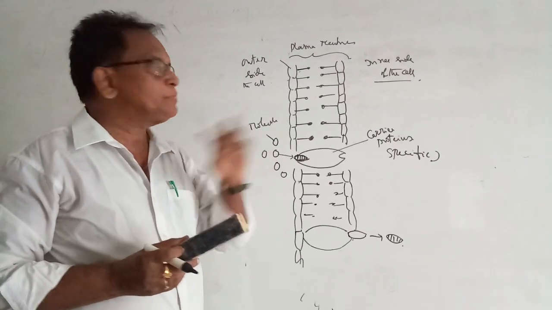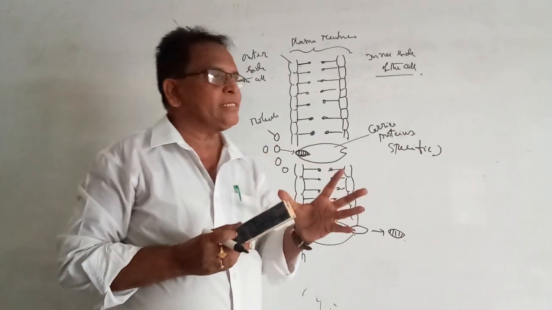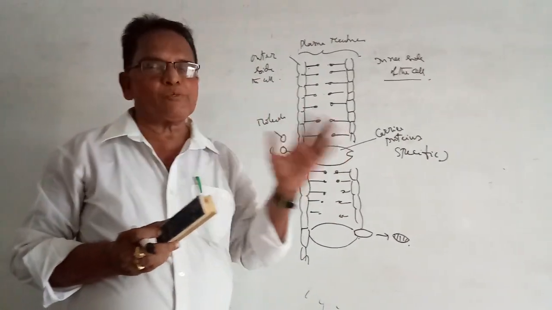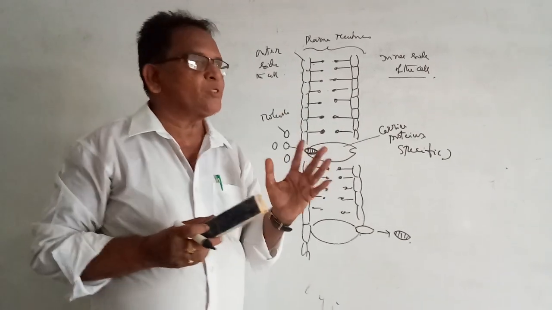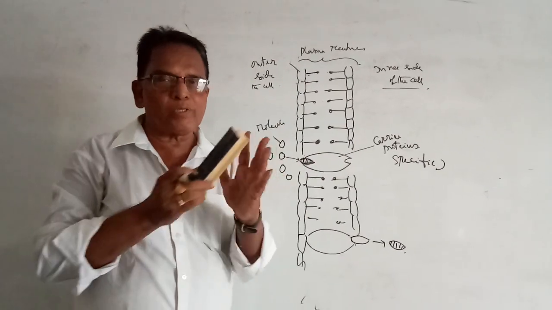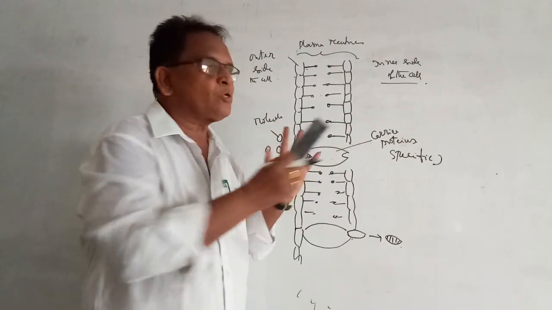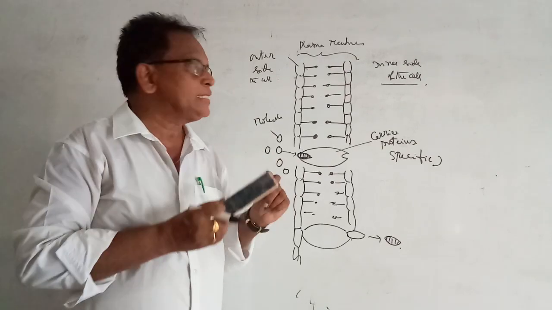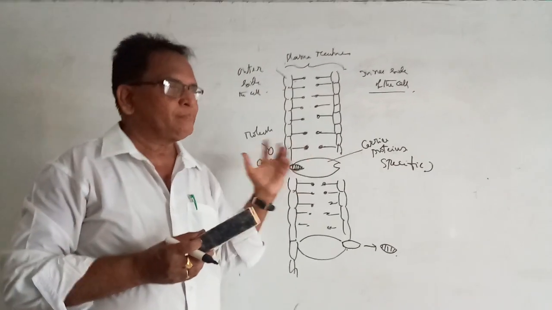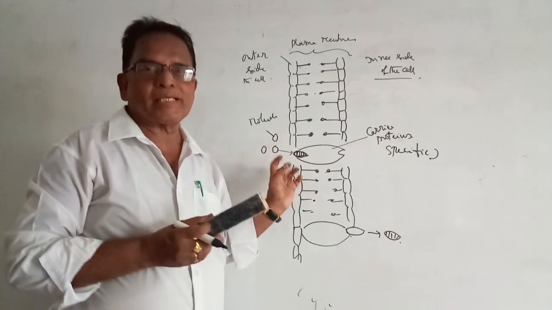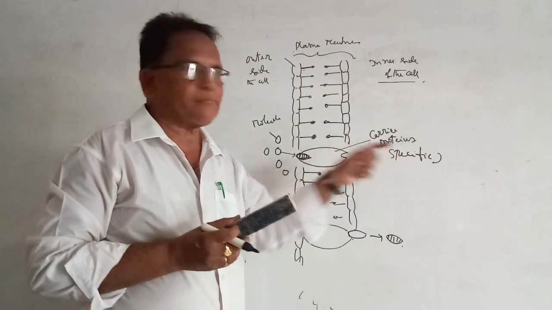So the difference between simple diffusion and facilitated diffusion: both are passive processes. There is no energy requirement, and both are slow processes. The only thing is, these carrier proteins are required to pick up the required molecules from outside into the plant body, and these carrier proteins are specific.